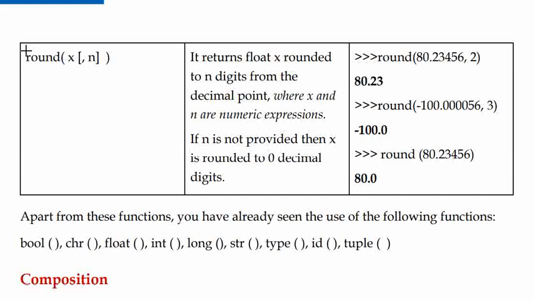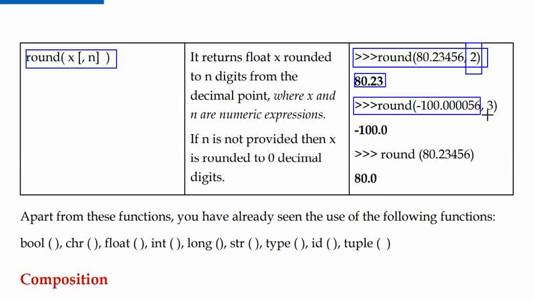Next built-in function is round(x, n). It returns float x rounded to n digits from the decimal point, where x and n are numeric expressions. If n is not provided, then x is rounded to 0 decimal digits. Let's take one example. round(80.23456, 2). It should be rounded to 2 digits, so you will get 80.23 only because you have mentioned 2 digits. So the output contains only 2 digits.